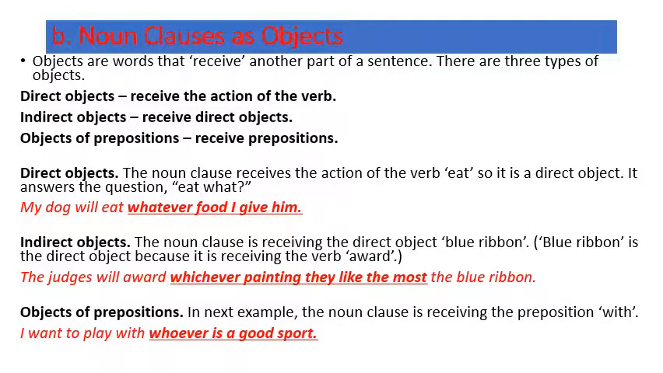Next, we have a noun clause in the position of object of a preposition. It means it comes after a preposition, after the word that comes before it. I want to play with whoever is a good sport. The preposition here is "with." Whoever is a good sport is the object of the preposition "with."